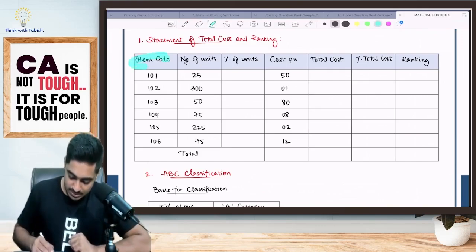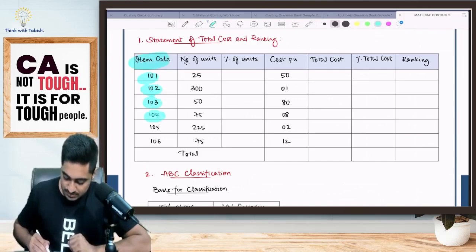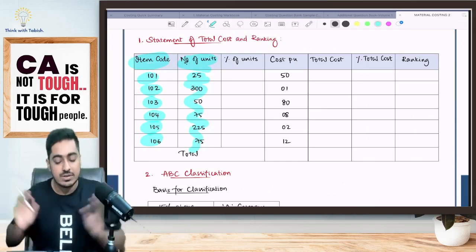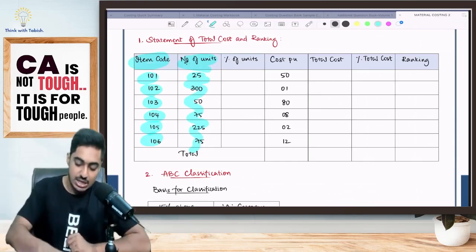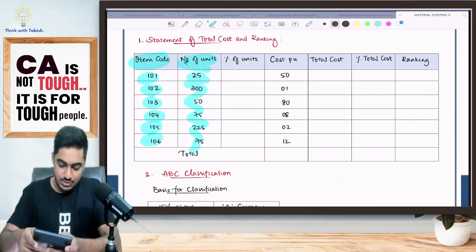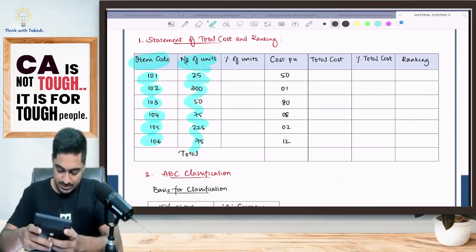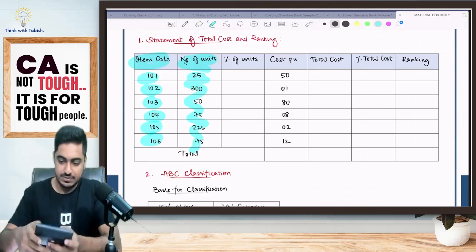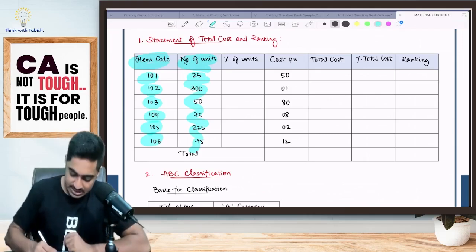Item number 101, 102, 103, 104, 105, 106. How many units were there? I wrote all of that without making any mistakes. Now I will calculate the percentage of units. Now pay attention, everyone. Units 25, 350, 75, 225, 75. Altogether 750 units are there. Yes or no, everyone?